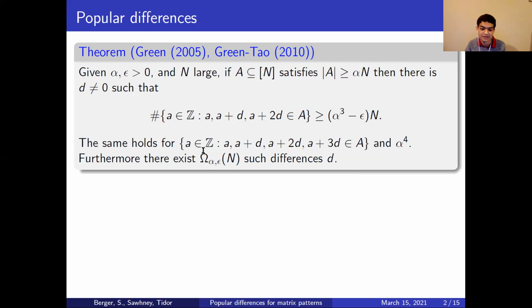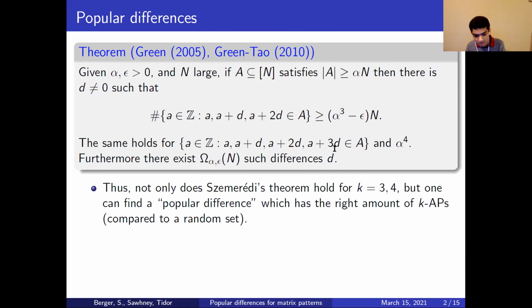And similarly, there is some d such that the number of 4-APs with difference d is at least around alpha to the 4 times n. And in fact, you can find many such differences. So one way of thinking about this is that not only does Szemerédi hold, but you can also find a popular difference where there are many arithmetic progressions, in fact at least the right amount, and maybe even more.